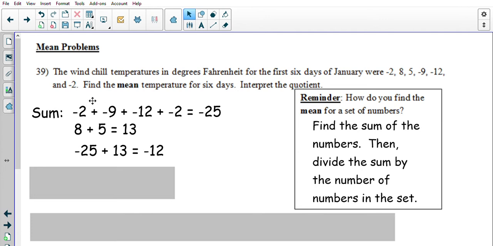So -2 plus -9 is -11. -11 plus -2 is -13. And -13 plus -12 is -25. So those will combine to give us -25. The two positives, 8 and 5, will get us 13. So let's combine -25 and 13 together to get -12.